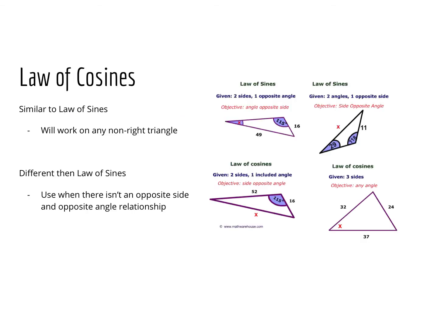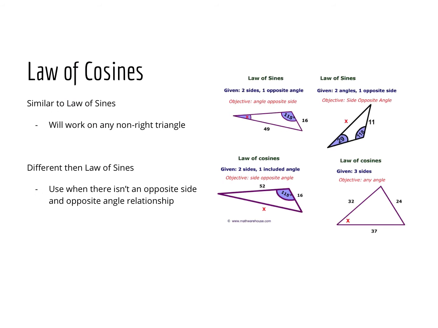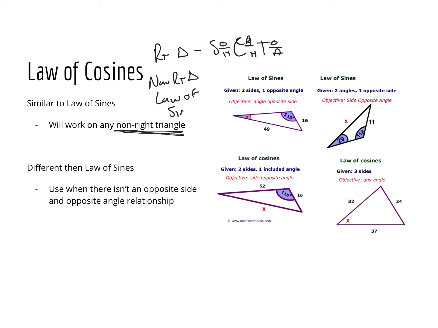Now, much like the law of sines, this works on any non-right triangle. So for a right triangle, you've got the SOHCAHTOA stuff. Then for non-right triangles, you've got law of sines, and now law of cosines, okay? So any non-right triangle is going to be law of sines, law of cosines. So here's where it's different than the law of sines.